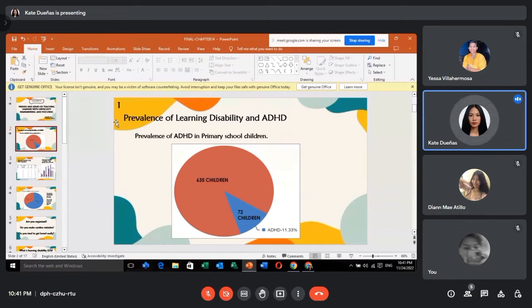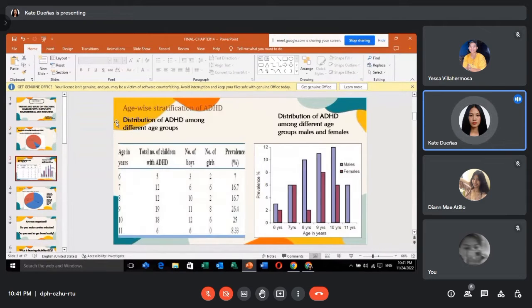As you can see in the pie graph, out of 635 children studied, 72 children were found to have ADHD based on the CAR scores as per the teacher's rating. Prevalence of ADHD among the primary school children was 11.33% as shown in the pie graph. Next is the age-wise stratification of ADHD.